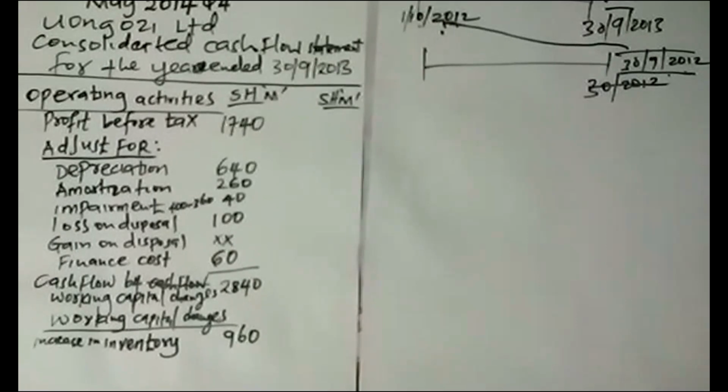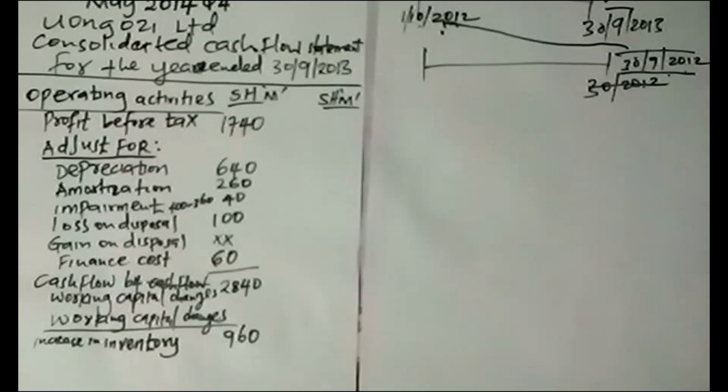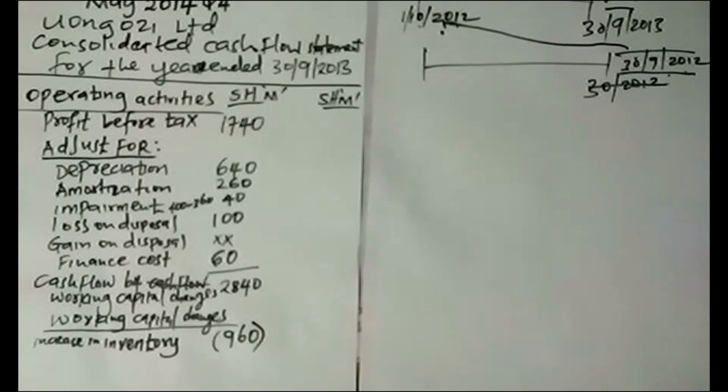Because you will take the difference. Inventory increased from 1880 to 2840. When inventory increases, it means that you have bought stock, you have bought assets, which means that is a cash outflow. So cash outflow, you subtract.